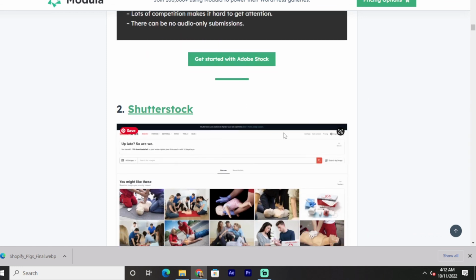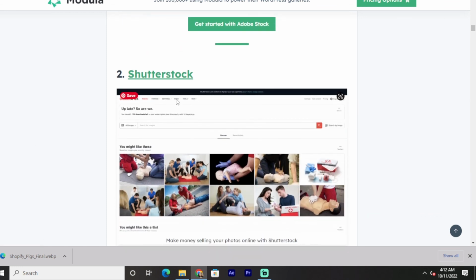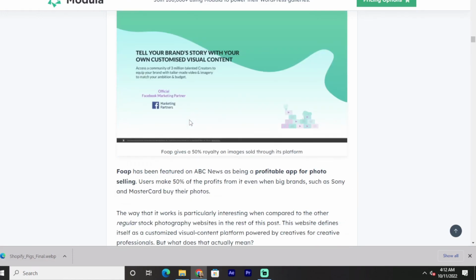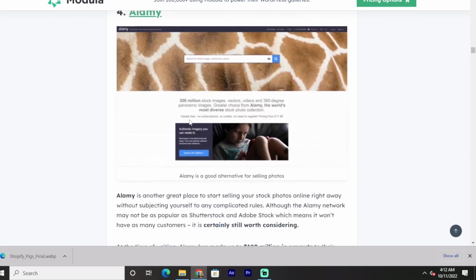So the second website is Shutterstock. Also, you can read this article on this website. So this was a little preview of this website.